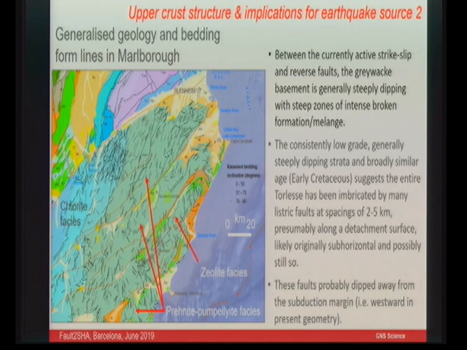So it's imbricated in these listric faults spaced at maybe 2 to 5 kilometres, presumably into a detachment surface of an earlier subduction zone, and this is how you can get the same metamorphic grade over such a broad area. That has not been considered in these interpretations of structure up until this point.